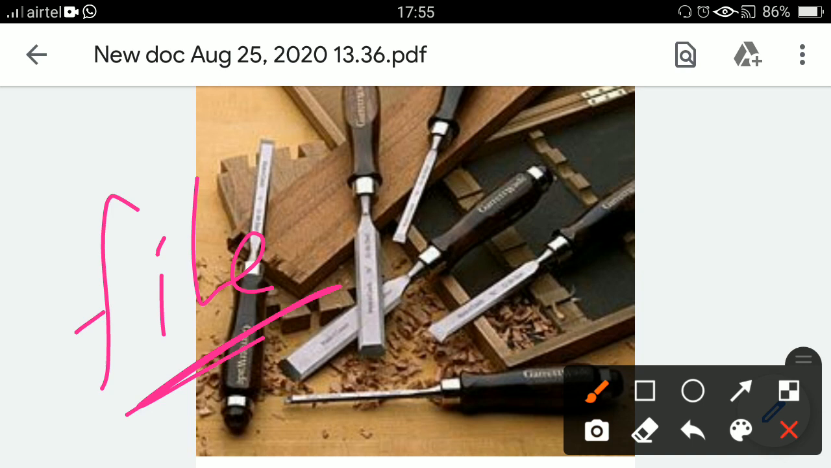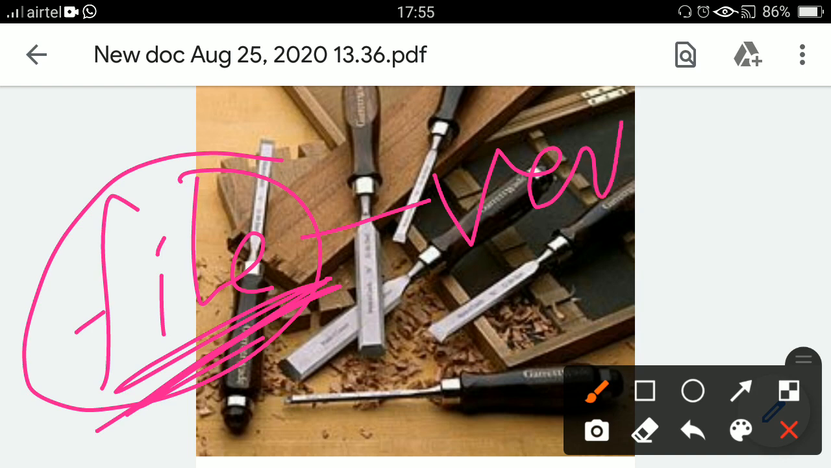an object made of wood or any metal. So suppose a carpenter makes a chair of wood, and then he smoothens the edges of the chair with a file. So file is an object, and file also means a verb. When you do like that, that means you are filing it.